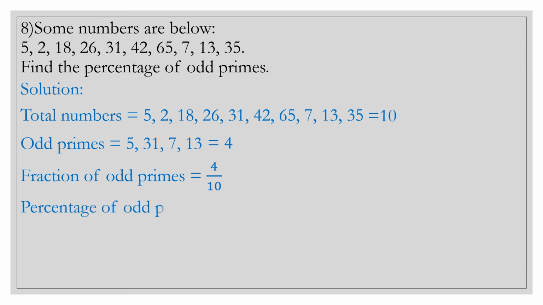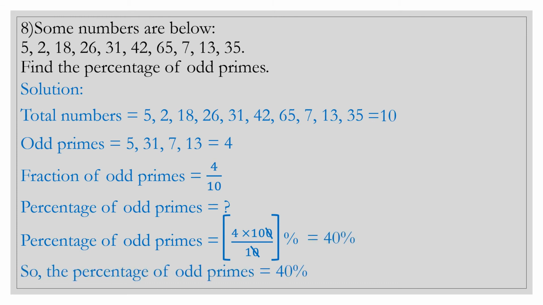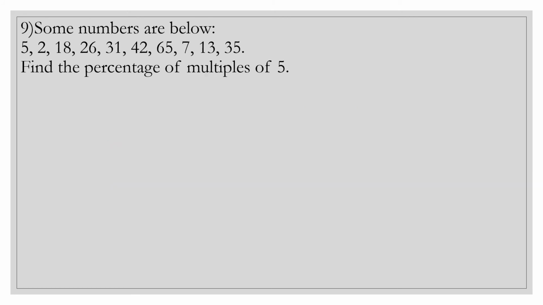And the percentage of odd primes, we find out. We know that if we convert a fraction into a percentage, multiply by 100 and put the percentage symbol. So the percentage of odd primes is equal to 4 upon 10 multiplied by 100 in bracket and put the percentage symbol. Now simplify. Cut 0 by 0. Now we have 4 multiplied by 10. Do the multiplication. We get 40%. So the percentage of odd primes is equal to 40%. The next is question number 9.